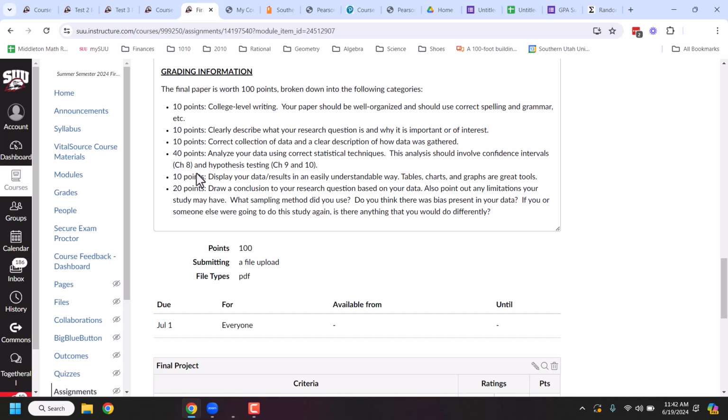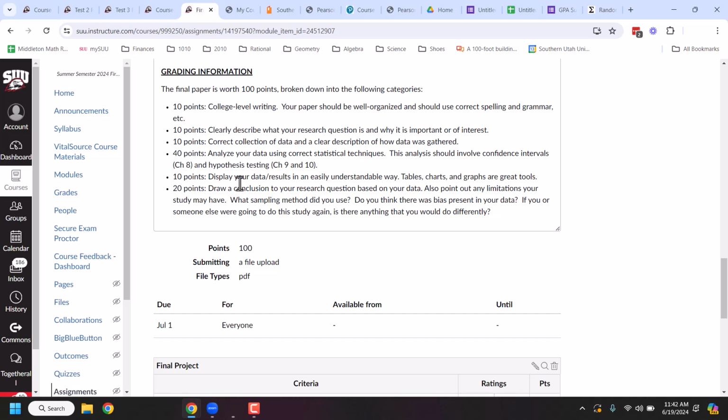And then you get 10 points for correctly collecting the data and describing how the data was gathered. Then the bulk of the points comes from analyzing your data using correct statistical techniques. Your analysis should include confidence intervals and hypothesis testing. I'm going to go through an example to show you what that could look like. And remember, there are several different types of hypothesis testing, depending on what type of question you're asking. Again, I'll talk about this in an example.